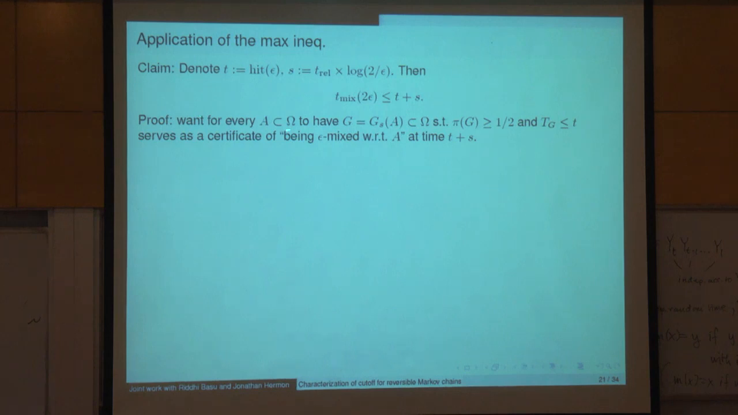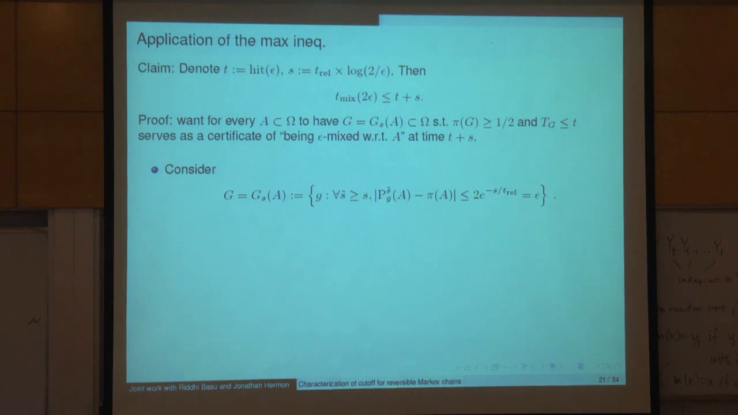This is a statement involving total variation distance on all sets A. So think of a set A. For every set A, we're going to find a set G, which will be a certificate of mixing in A. G is all points little g with the property that if you start at little g and run the chain for time s tilde, you're going to be close to the stationary distribution.